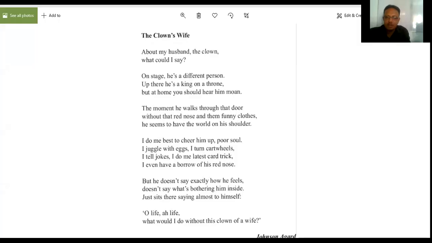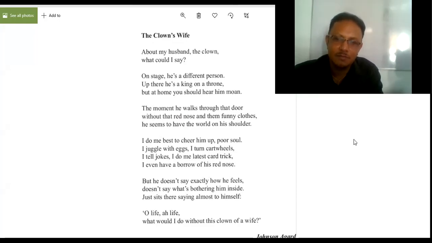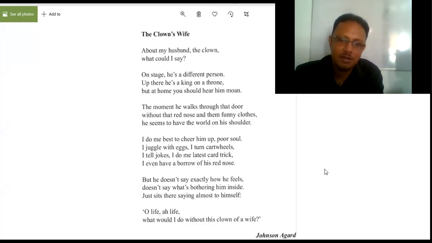As it is coming under the theme of life, you can see one aspect of life. That is the personal life and the public life. Everybody has a personal life. People behave in society in a different way, but the personal life is not revealed. Here, the clown's wife is revealing the personal life of a clown. So that's why I said this poem is based on the duality of life.